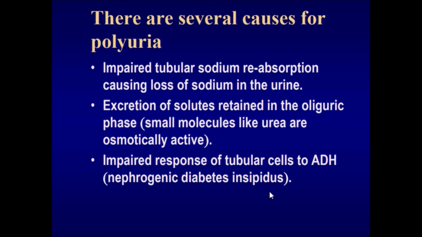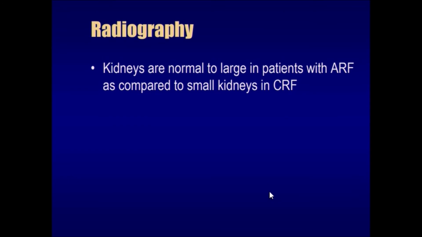There are several causes of polyuria. Number one is the impaired tubular sodium reabsorption causing loss of sodium in the urine. Number two could be the excretion of the solutes retained in the oliguric phase, i.e. small molecules like urea are osmotically active. Number third is the impaired response of tubular cells to ADH, nephrogenic diabetes insipidus.